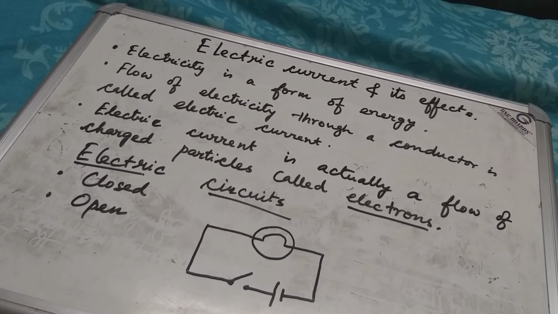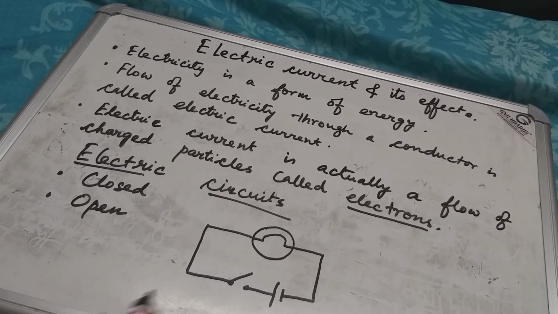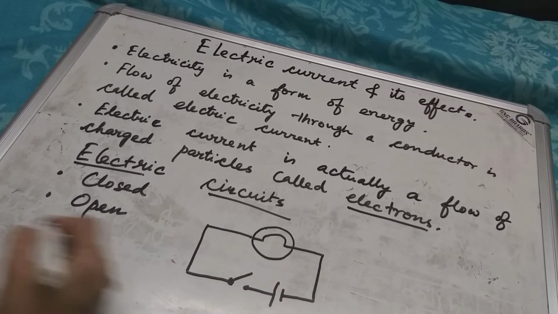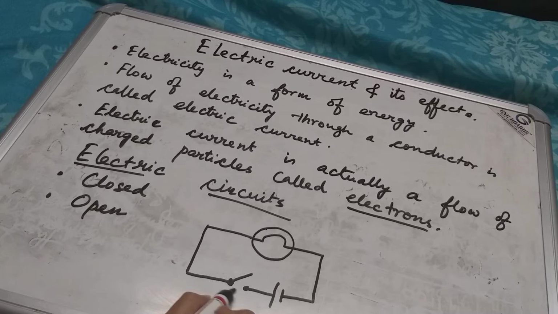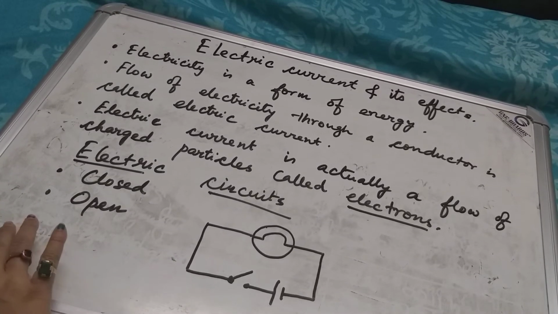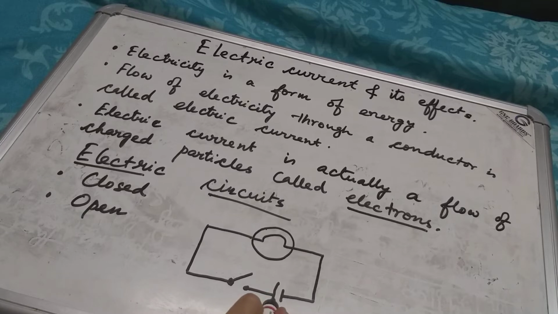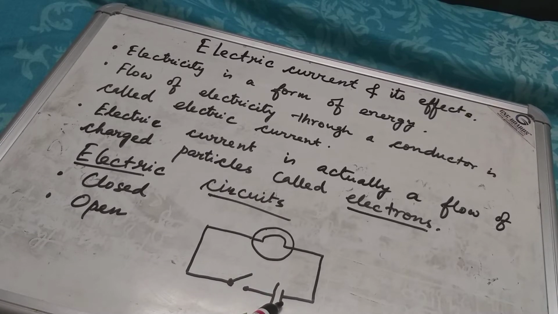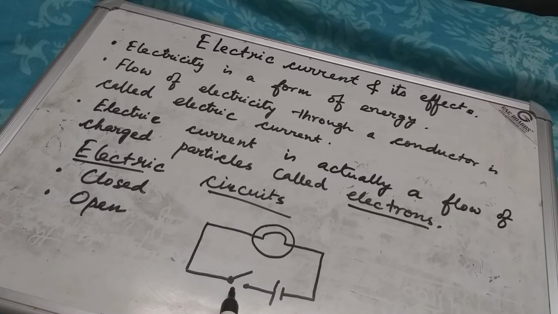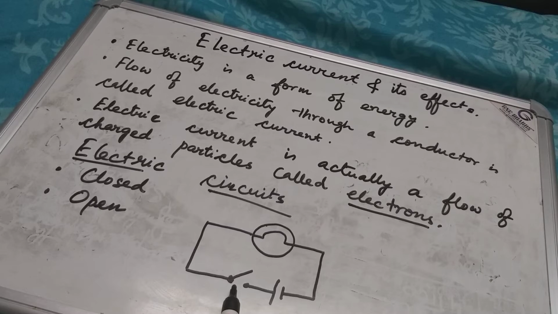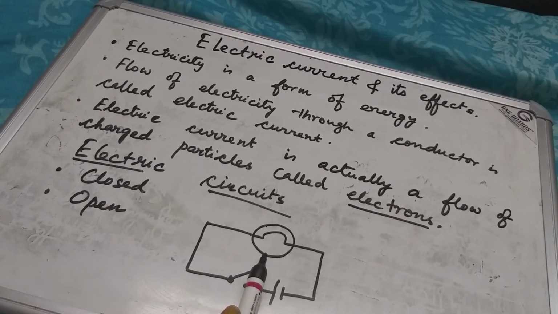So this is an open circuit. Now, why am I saying this is an open circuit? Because this is a key. This is the symbol of a key. So let's first see the symbols. This is the battery. This is positive, this is negative, and this is the bulb. As the circuit is off or broken, the bulb is not glowing.